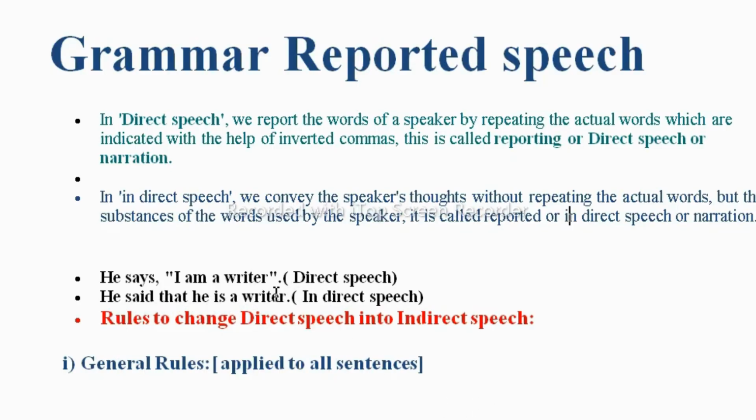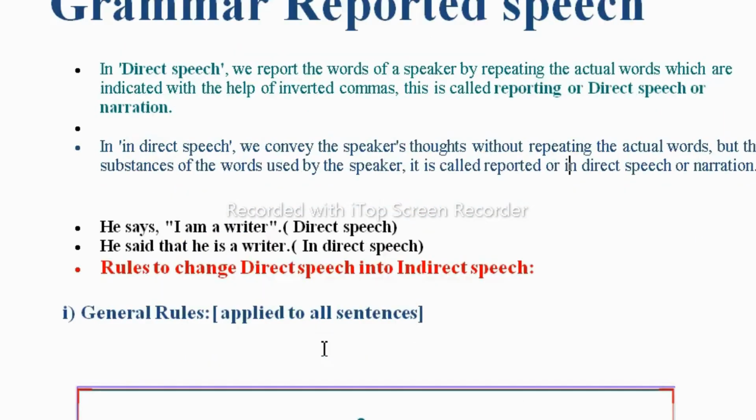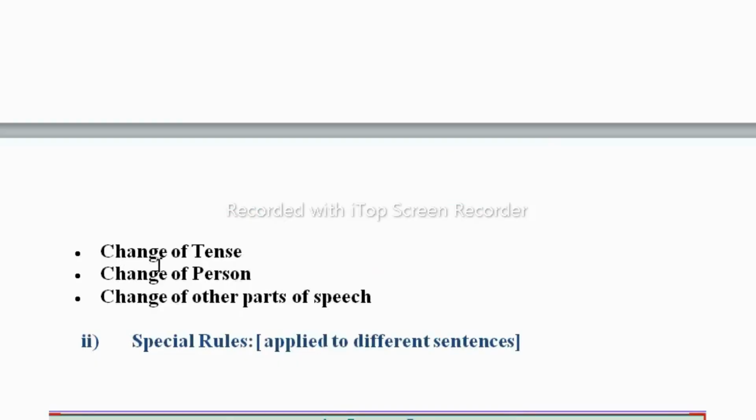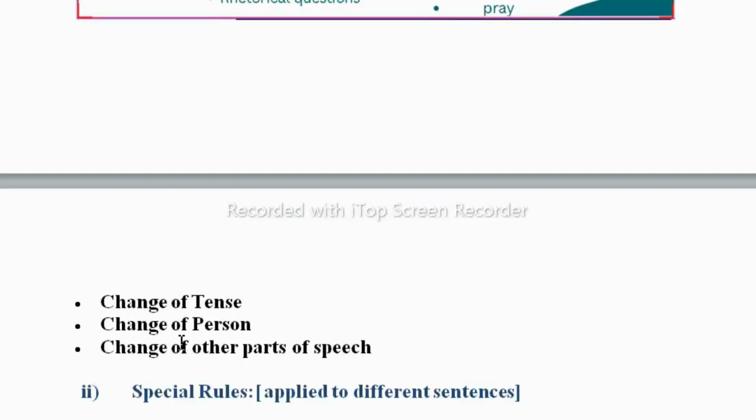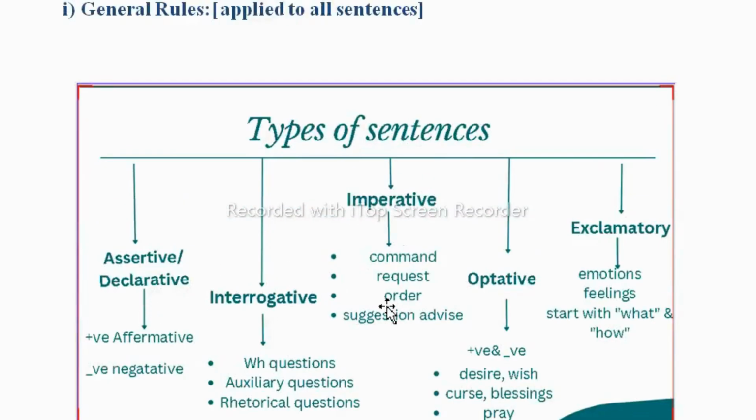So how do you need to do the changes? There are so many rules that I have explained in detail in those videos. You must watch those videos. There are two kinds of rules, general rules and special rules. Under general rules, you need to change the tenses, you need to change the person, and also you should learn how to change other parts of his speech. For the tenses, you should learn the tenses that we have already done in first semester, and the change of person and change of other parts of speech, and also the types of sentences, because this is very important. To change direct speech to indirect speech you should learn these types of sentences.